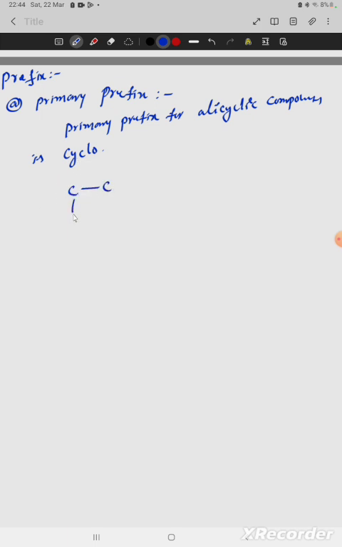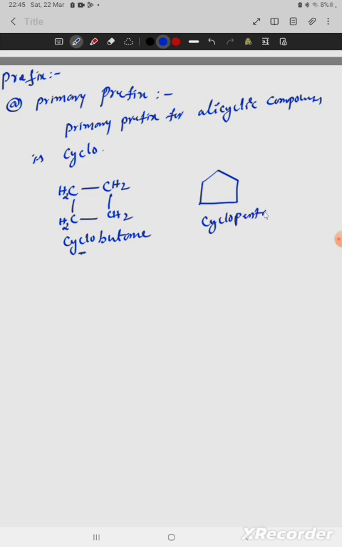there is a 4-membered carbon cycle. Now this would be called butane, but it is in cycle form, so this is called cyclobutane. Cyclo is the prefix. Similarly, for cyclopentane also, this is called cyclopentane. Next, the second one is the secondary prefix.